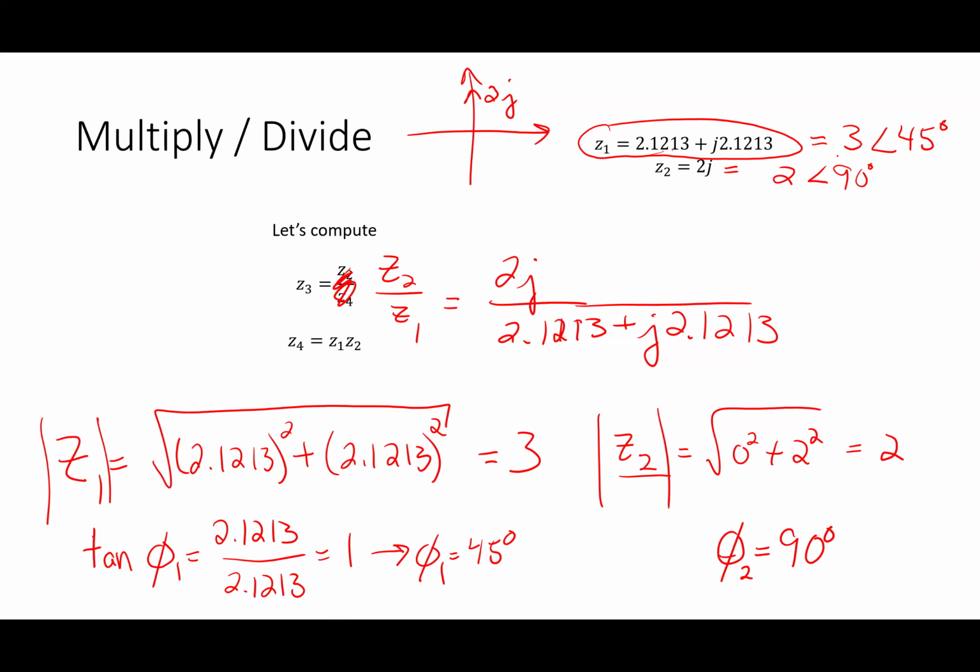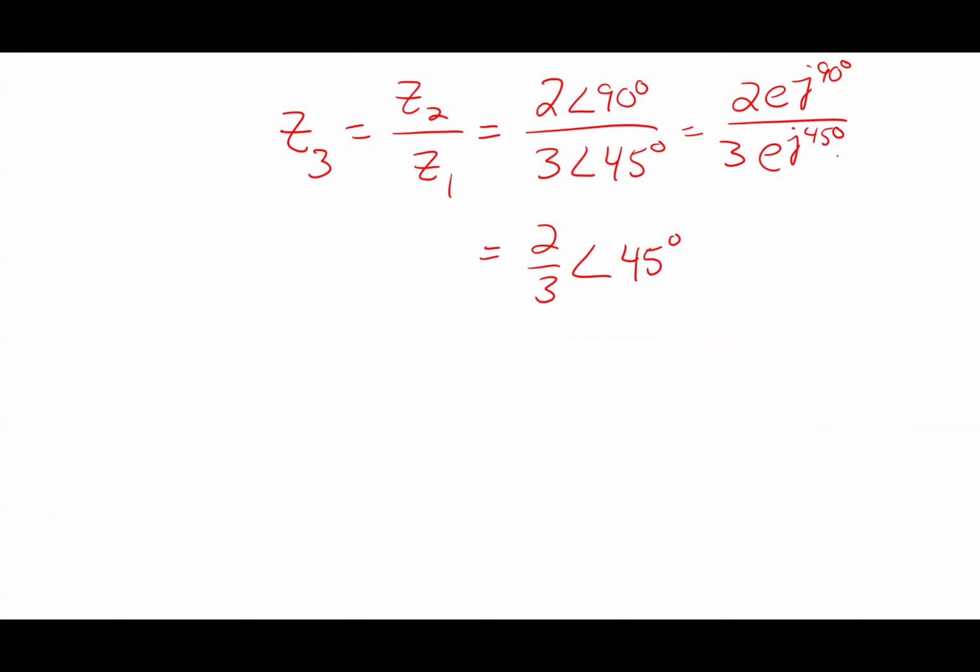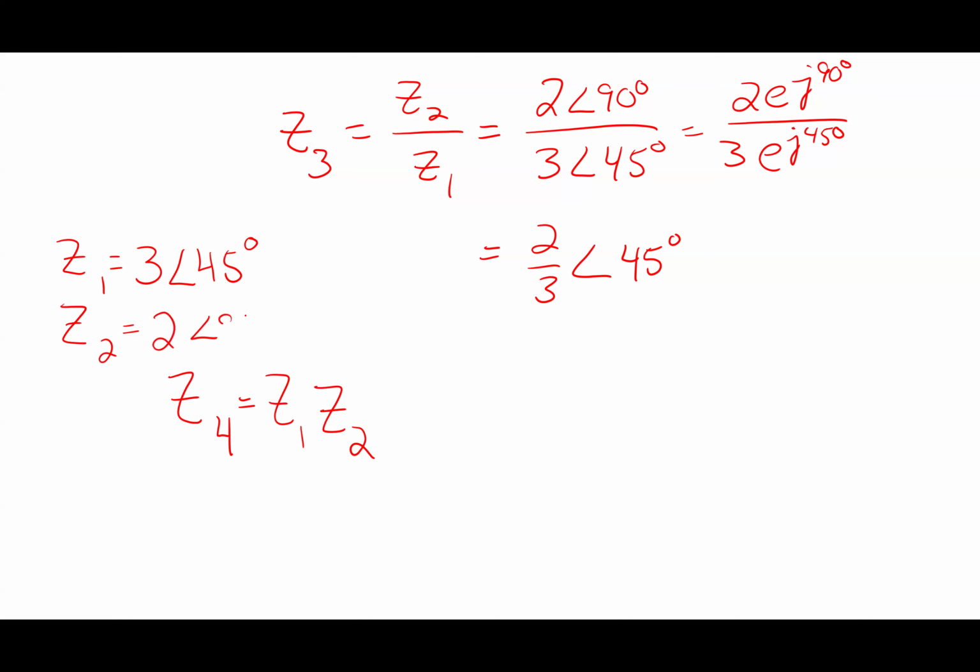So I did some calculation. I said, let's say I want to calculate Z3, which is Z2 divided by Z1. I divided their magnitudes and I subtracted their angles. Let's say I want to calculate Z4, which is Z1 times Z2. So Z1 was equal to, what did I say? 3 angle 45 degrees. And Z2 is equal to 2 angle 90 degrees.